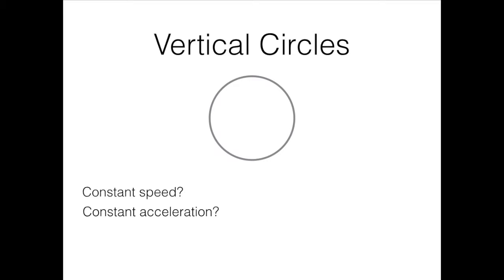Everything we've done so far has been horizontal. So we've kind of been ignoring gravity. We've just been saying, okay, it's going in a circle. Either gravity's balanced out by the normal force, or just gravity is the centripetal force causing the satellite to go around the planet, whatever it is. Let's look at a vertical circle now.